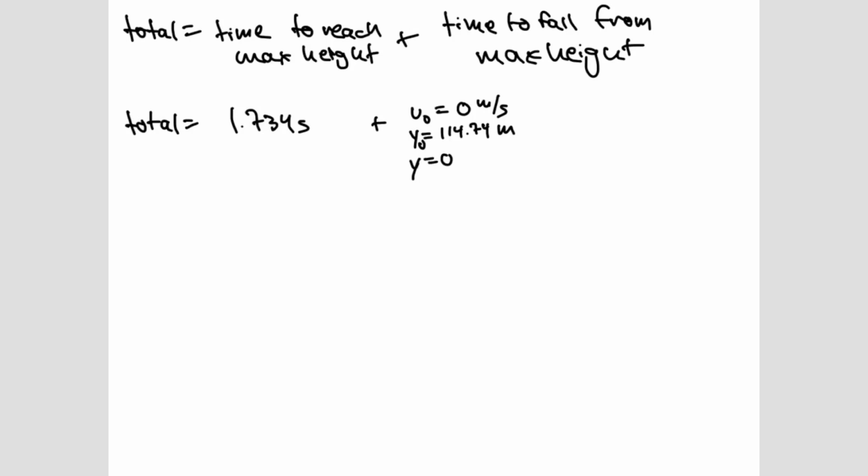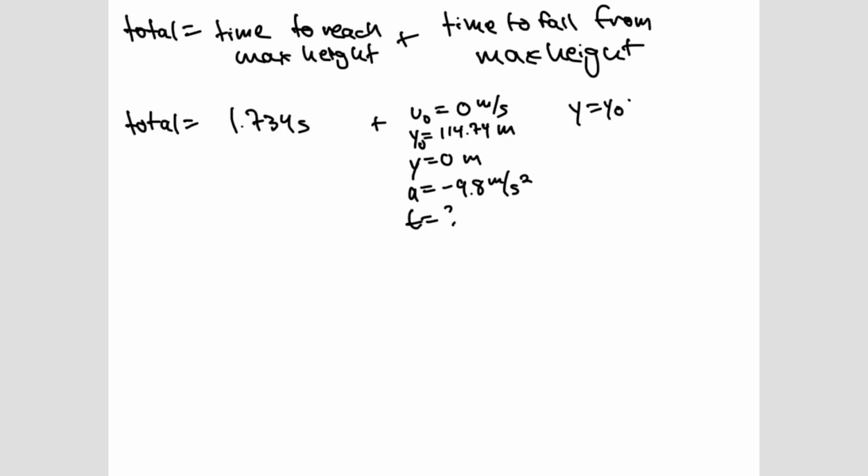Final height is 0. We don't know final velocity. We don't know time. That's what we're trying to find. Got my units. And yeah, t is what we're trying to find. I want to write a question mark. I think the best might be UAM2. I think UAM2 works.